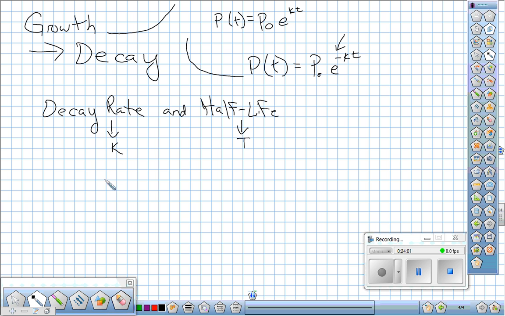They're all derived from the same formula. They will be k times T equals the natural log of 2. For half-life we're dividing by 2. That's where the 2 comes from. Another way to write the same exact equation, if I am looking for my decay rate, is k equals the natural log of 2, all divided by T. If I'm looking for my half-life, I can set it up like this: T equals the natural log of 2 divided by k.